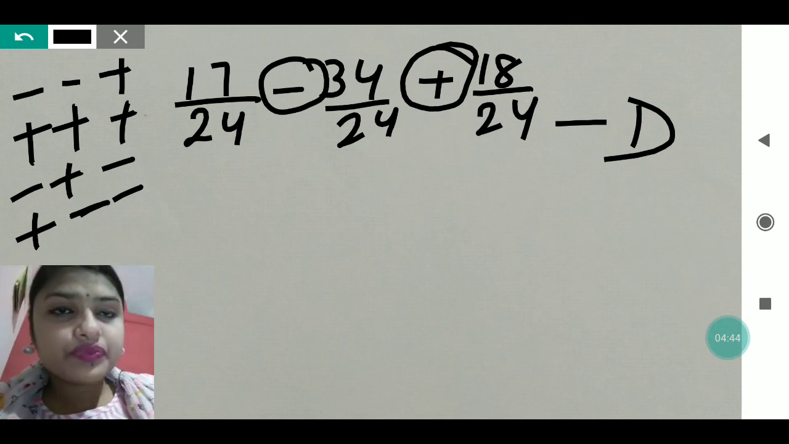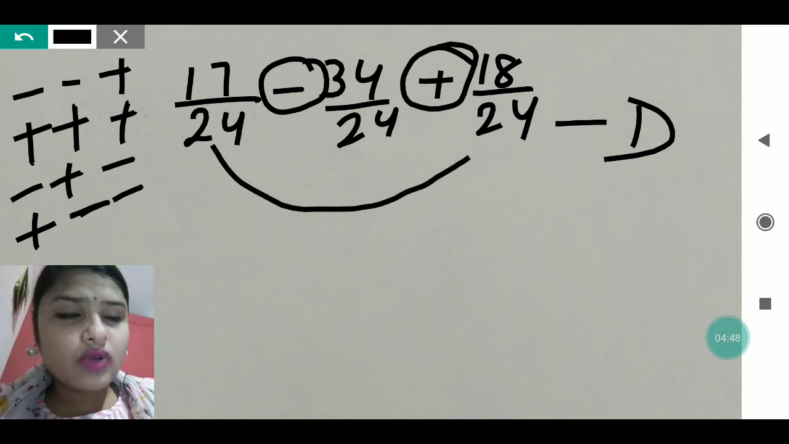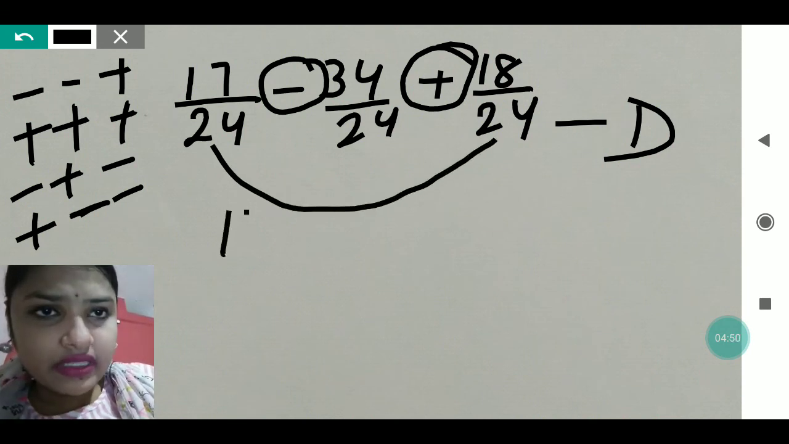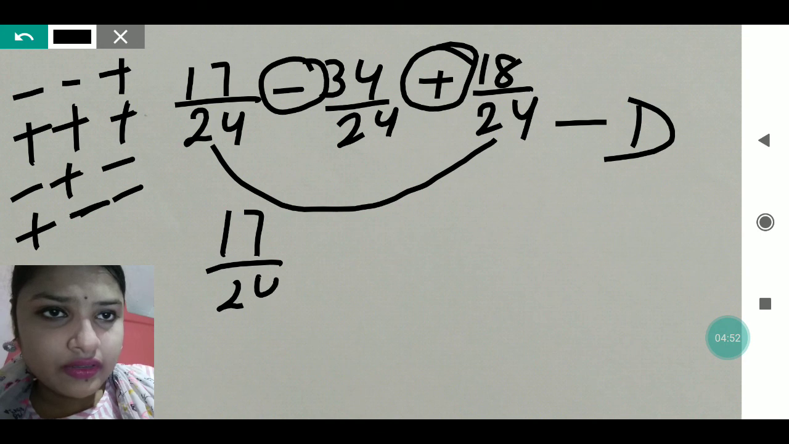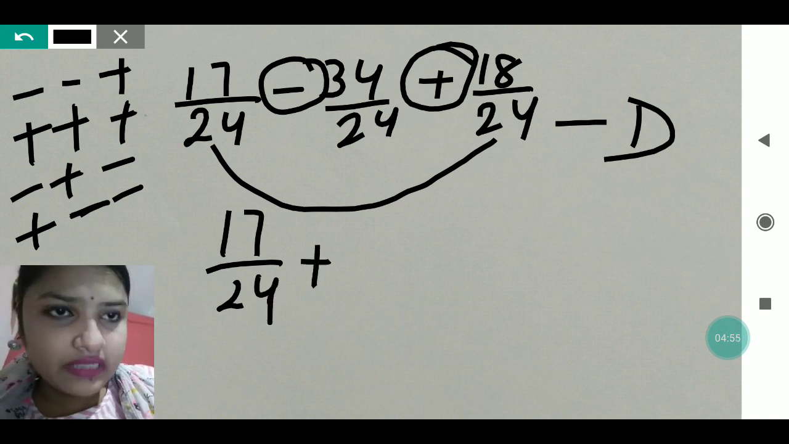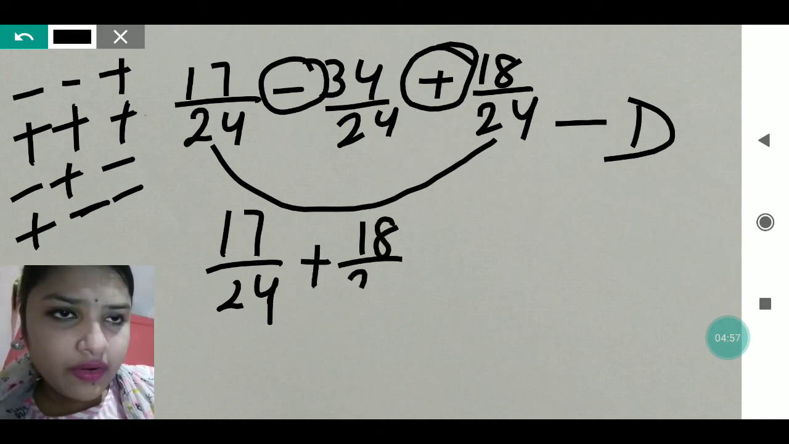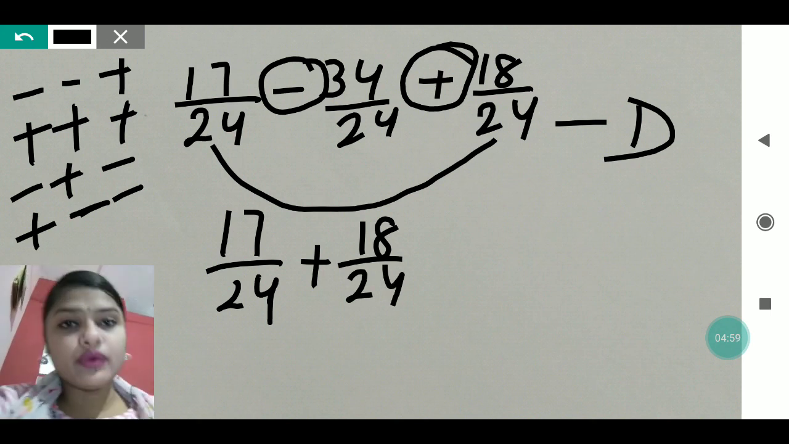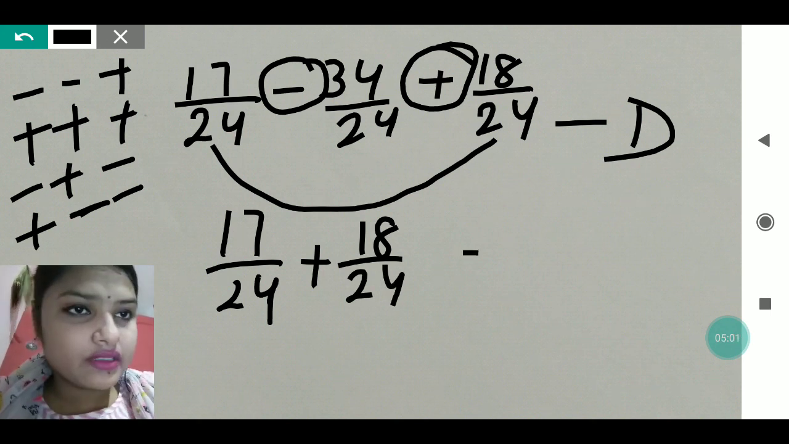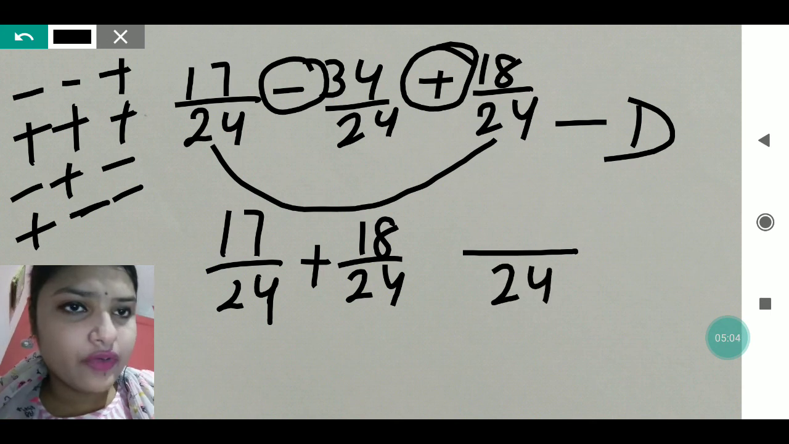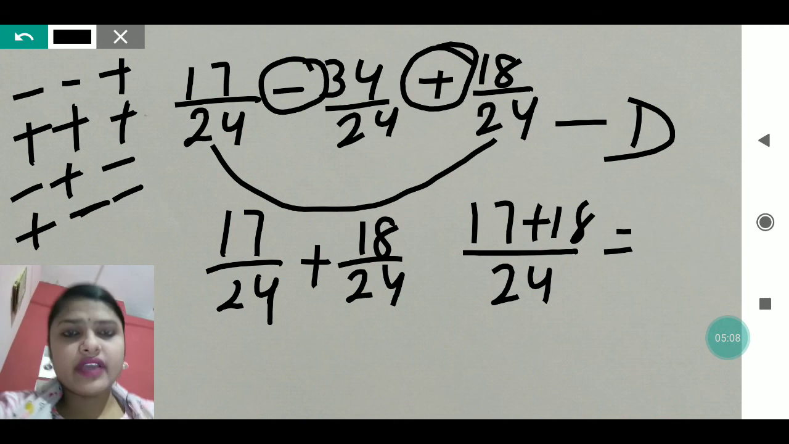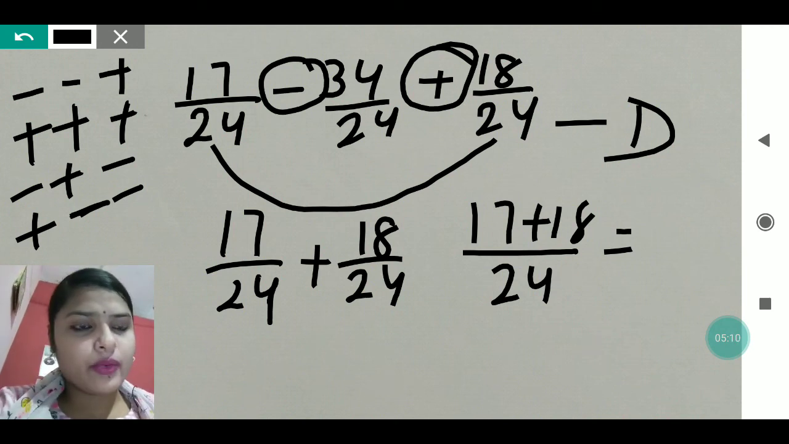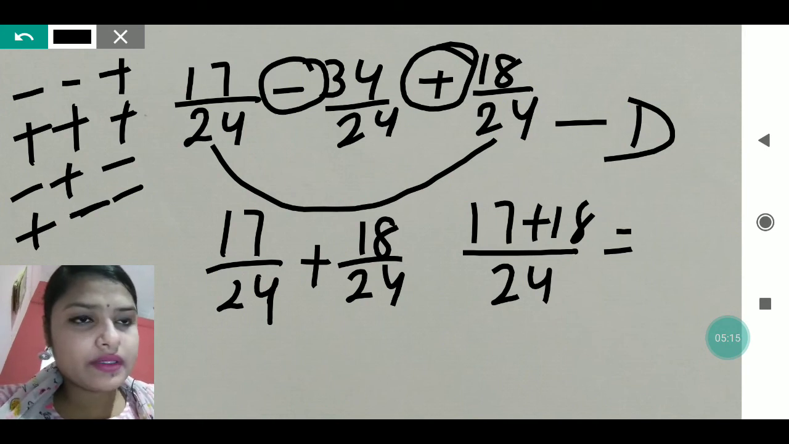So what will you do? If before the number no sign is there, so it is plus. So these two are plus numbers, meaning 17 by 24 plus 18 by 24. You solve these two first. Take the common denominator as 24. 17 and 18 you add. Then what will you get? 35. You add these two.